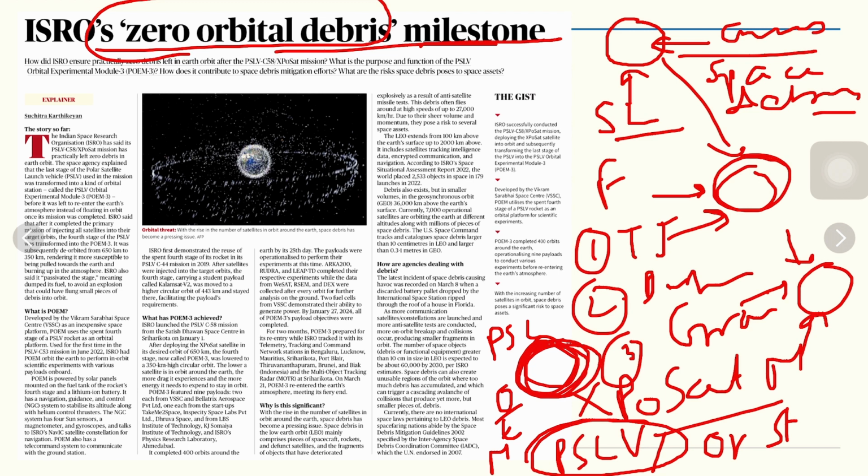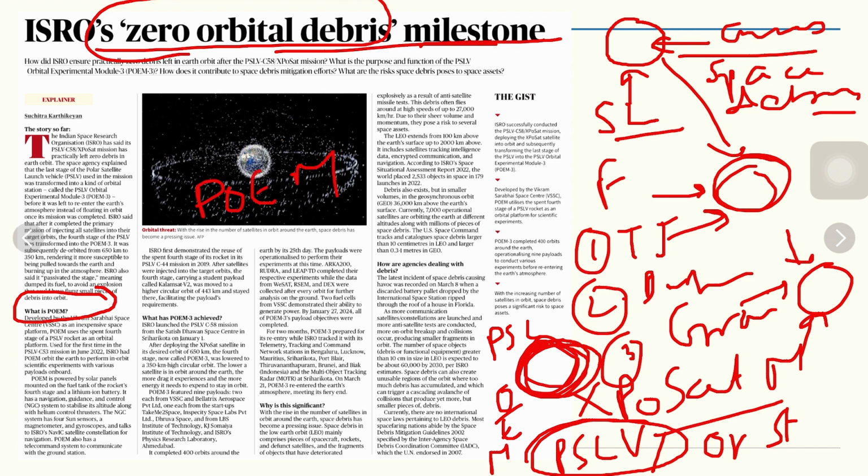It was subsequently deorbited from 650 km to 350 kilometers, which rendered it more susceptible to being pulled towards the Earth and burning up in the atmosphere. So you can also be asked what is POEM. Number one, it is developed by Vikram Sarabhai Space Centre. It is an inexpensive space platform. That is called POEM.